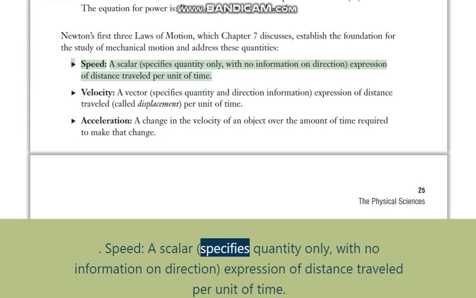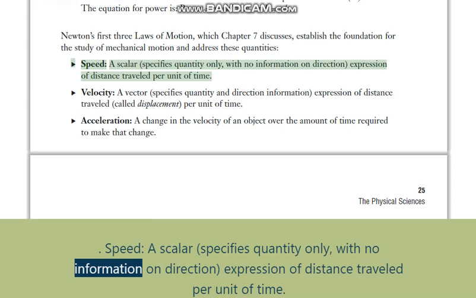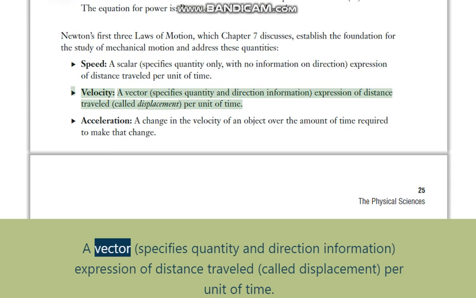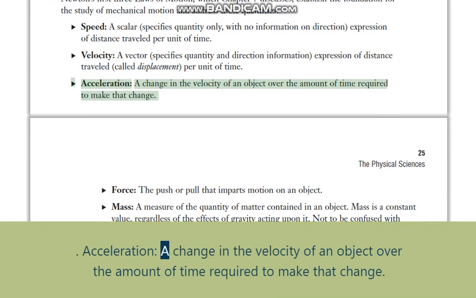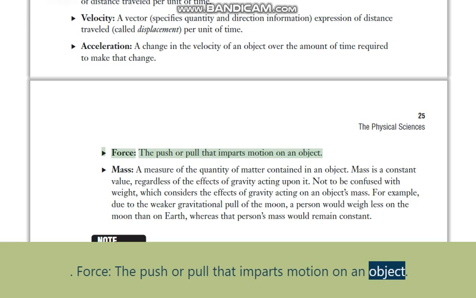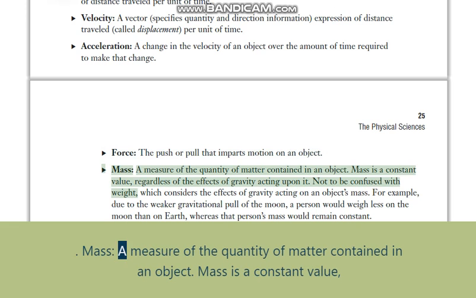Speed, a scalar, specifies quantity only, with no information on direction; it is an expression of distance traveled per unit of time. Velocity, a vector, specifies quantity and direction information; it is an expression of distance traveled, called displacement, per unit of time. Acceleration: a change in the velocity of an object over the amount of time required to make that change. Force: the push or pull that imparts motion on an object. Mass: a measure of the quantity of matter contained in an object.